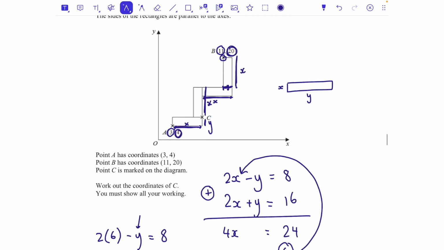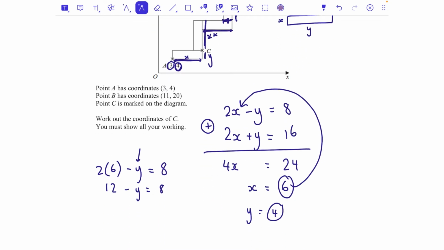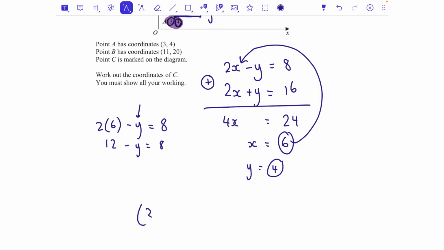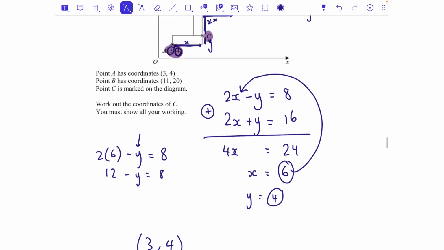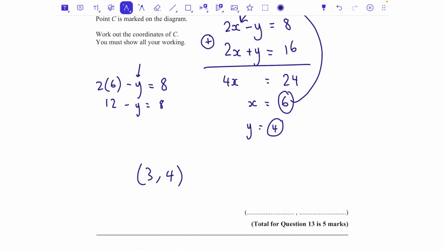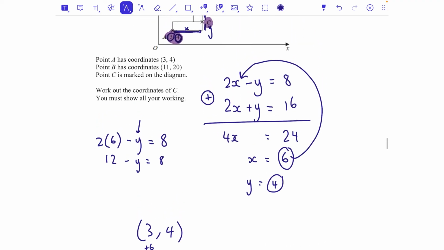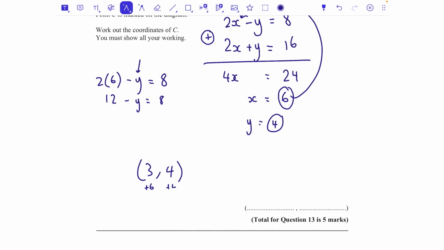There we go. We've now got to work out the coordinates of C. Well, to get to C, we can start here at A, which is 3, 4, and we need to go x across and y up. So we're going from the coordinate 3, 4, and we need to go x across, so that means we're going to need to add 6 in the x direction, and then we need to go up by 4, so we're going to add 4 in that direction, and that gives us an answer of 9, 8 as our final answer for that coordinate.